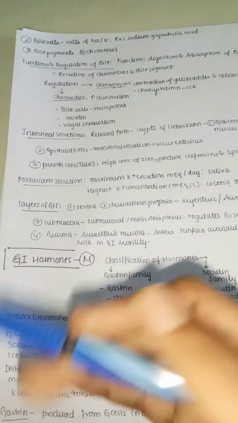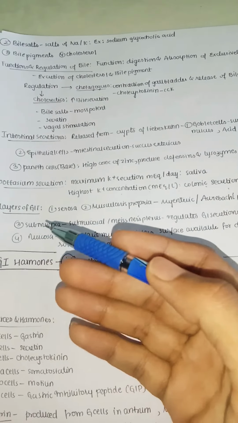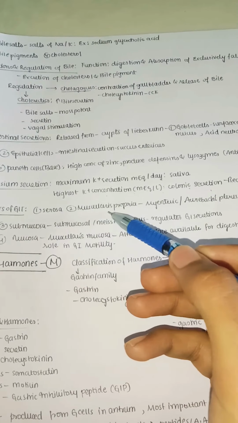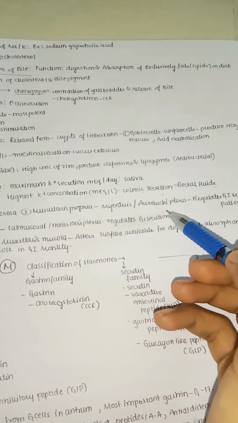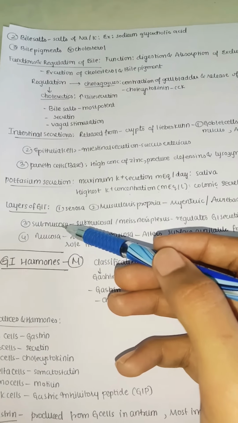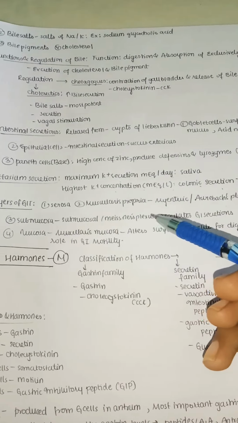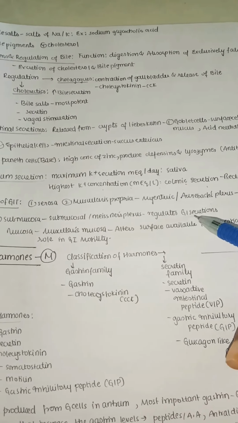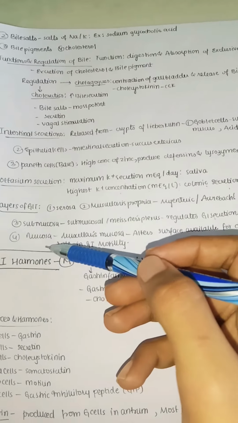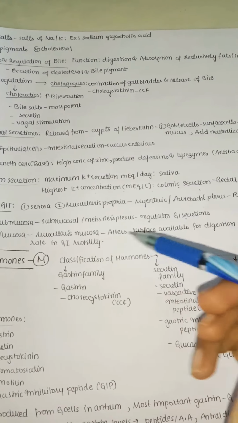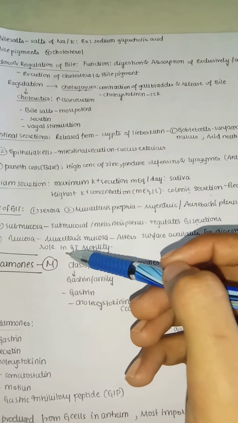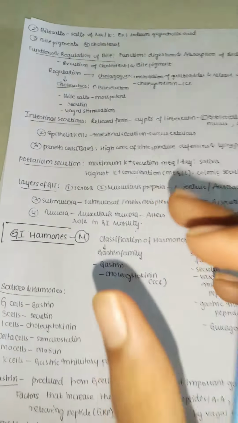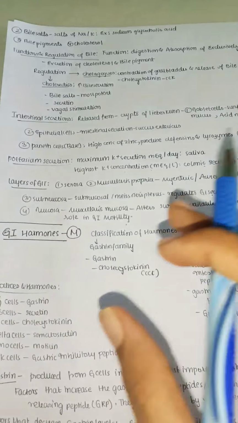So what are the layers of GIT? From outside to inside, outside we have the serosa, inside we have the muscularis propria, which also has the myenteric or Auerbach plexus, which regulates the GI motility pattern. And we have the inner submucosa. The submucosa has the Meissner plexus, which regulates the GI secretions. And in the mucosa, we have the muscularis mucosae, which alters the surface available for digestion and absorption. There is no role in GI motility. So by this, we completed our GI secretions.